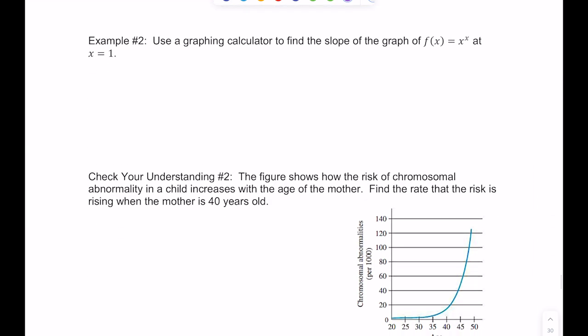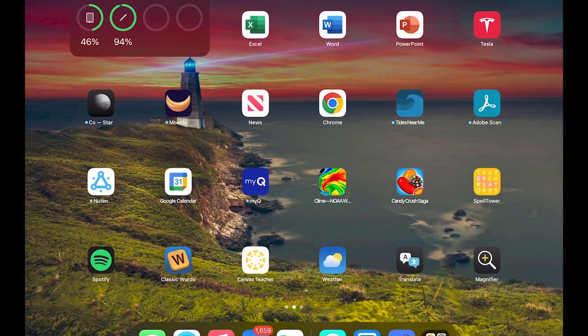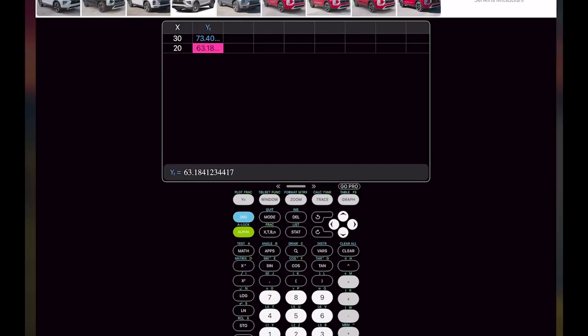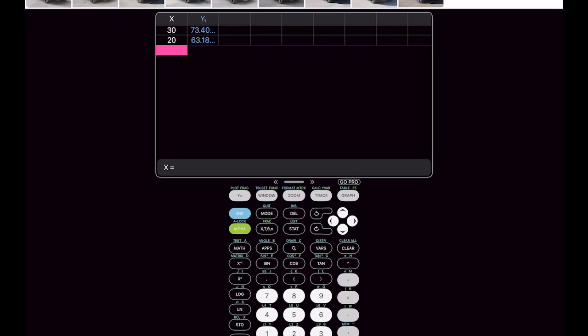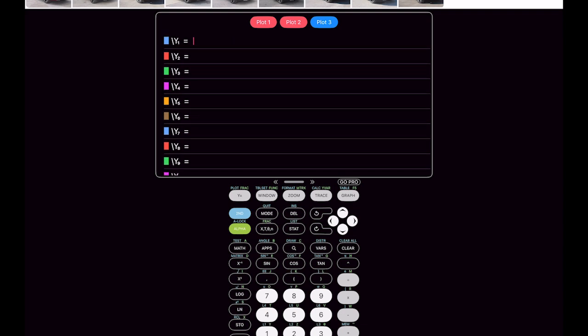All right, in example 2, we're going to use the graphing calculator to find the slope of the graph of f of x equals x to the x at x equals 1. Okay, so let's use our graphing calculator, and let's go to y equals, and we're going to clear that. Now we have x to the x power. So I'm going to click on x, and then the caret, and the x again.